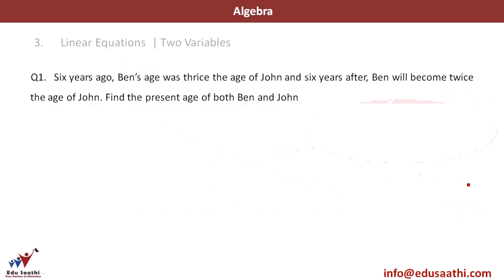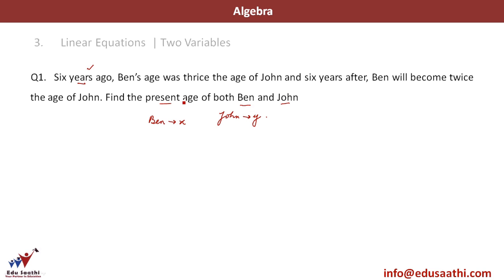Let's look at some of the questions that we have for linear equations in two variables. 6 years ago, Ben's age was thrice the age of John. So if you look at it, this is 6 years ago. You can take your reference point today, or you can take your reference point as 6 years ago, whatever you feel comfortable. So let me take the reference point as today's, because I want to find the present age of both Ben and John.